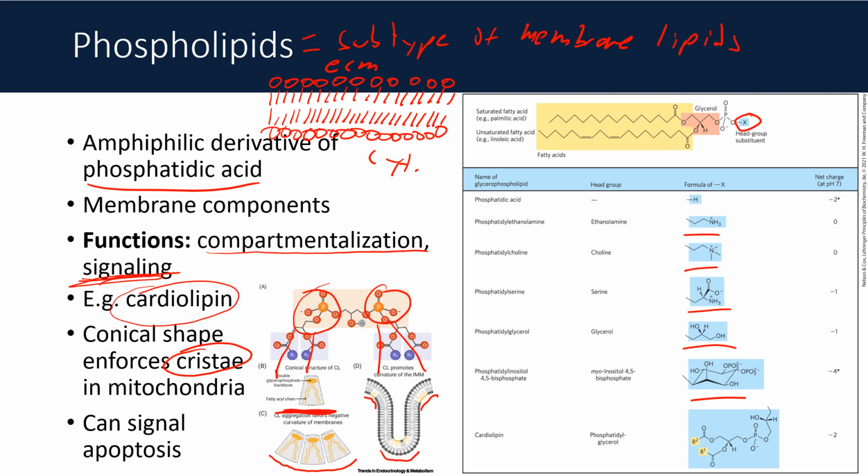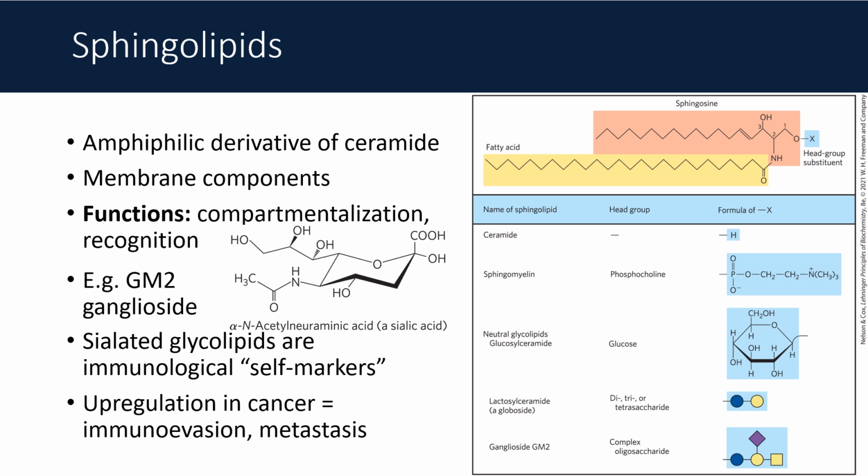And if the cell sees cardiolipin on the outer membrane, it can actually induce apoptosis, controlled cell death. That could be a sign that the cell's becoming cancerous and we're doing aerobic respiration faster than we should. Let's shut things down before the problem becomes a catastrophe. Sphingolipids are another subtype.